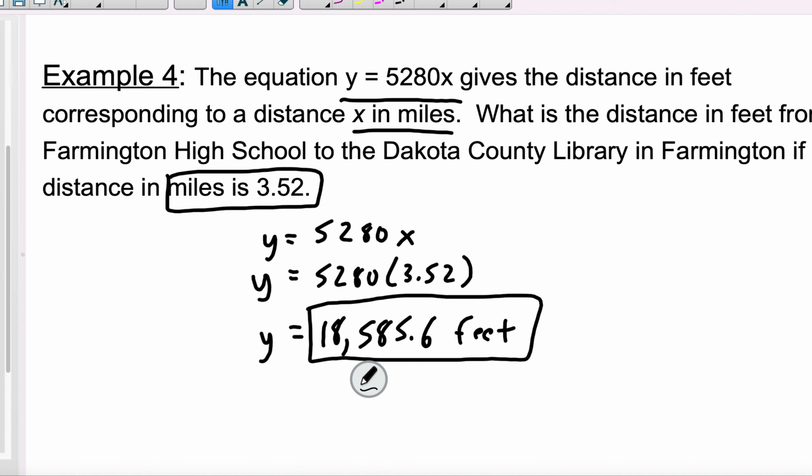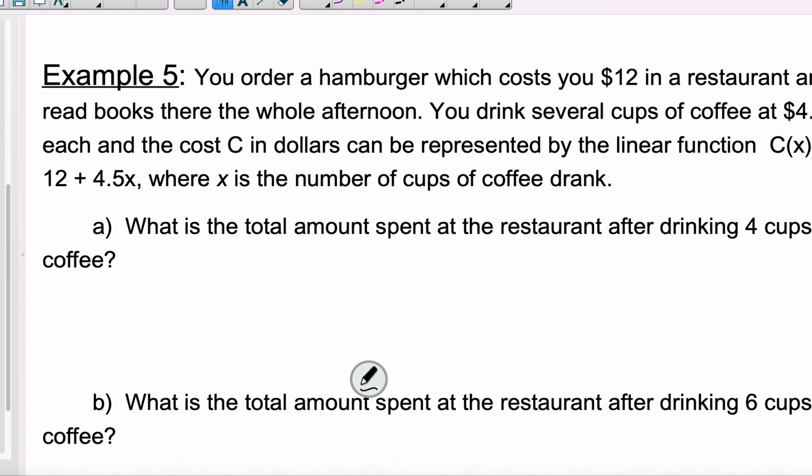And then our last problem here, you order a hamburger which costs $12 in a restaurant and read books there the whole afternoon. You drink several cups of coffee at $4.50 each, and the cost C in dollars can be represented by the linear function C of x equals 12 plus 4.5x, where x is the number of cups of coffee drank. What is the total amount spent at the restaurant after drinking 4 cups of coffee?